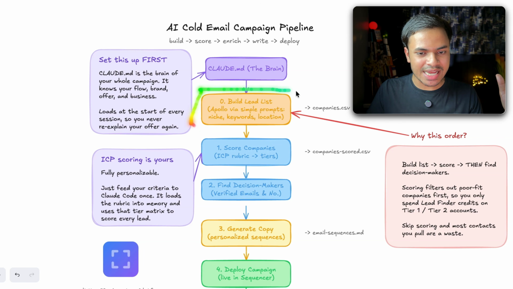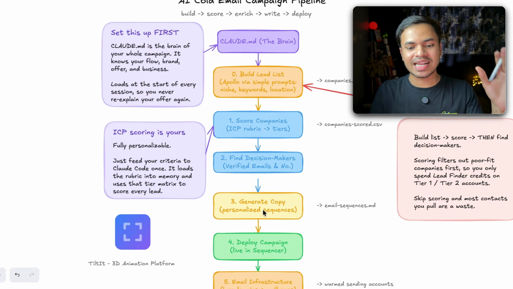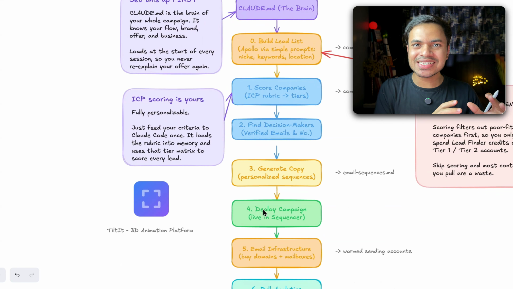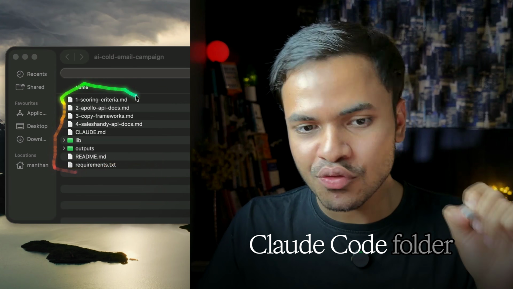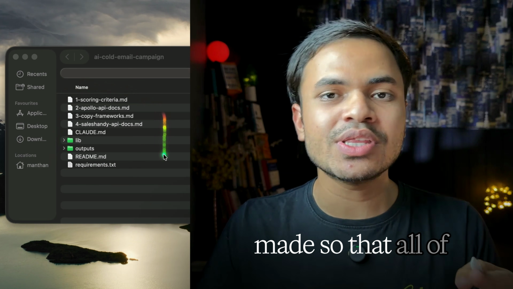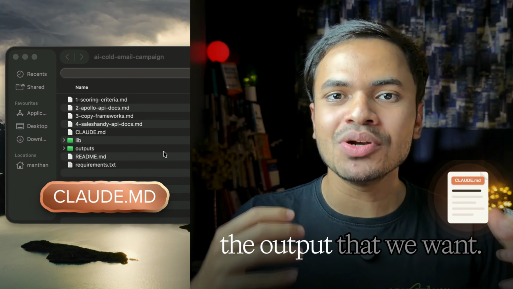Here we are done with step number 1, which is building the lead list, then scoring all of these companies, finding decision makers, generating personalized copies, adding them to our sequencer, and managing our entire cold email infrastructure just by using Claude Code. But the meat of the sandwich is this Claude Code folder structure that we have made so that all of our campaigns will follow the same checklist, patterns, and the output that we want.